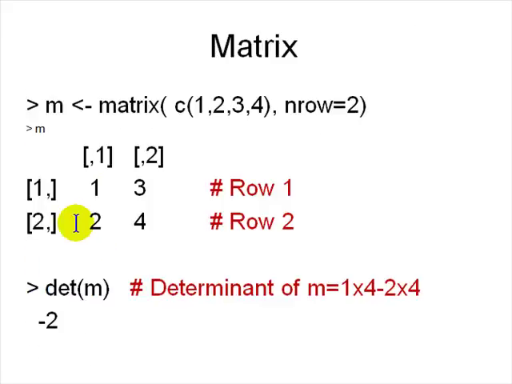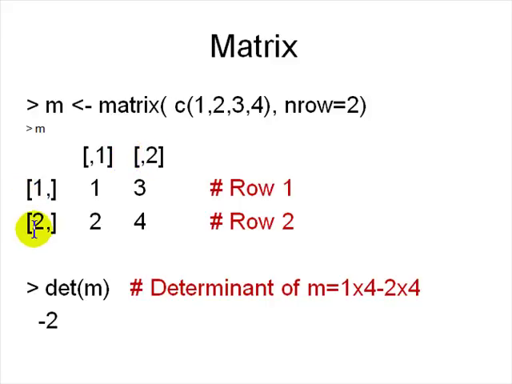And then another common data structure used in R is the matrix. For a matrix, you give a bunch of values and specify the number of rows or the number of columns. Here you're saying the number of rows is 2, and it's doing column major, so 1, 2, 3, 4. And these are the column names and these are the row names.